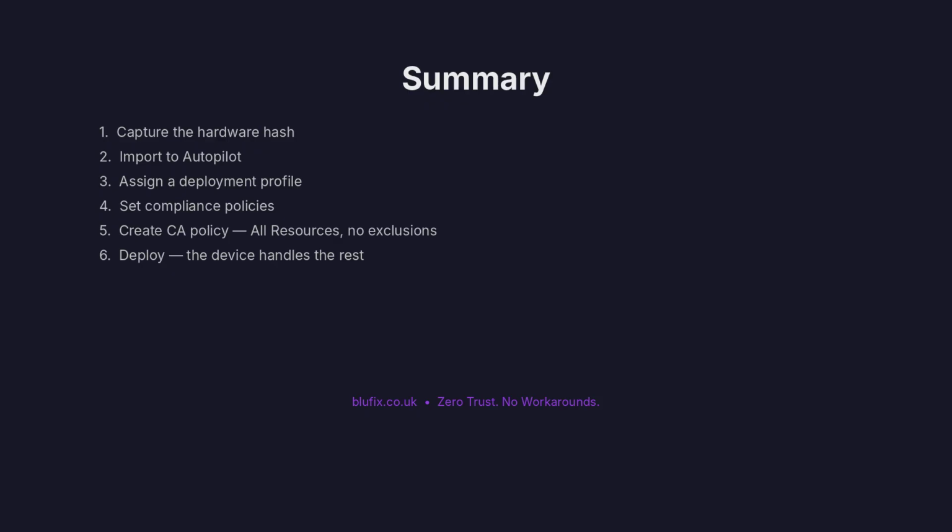Let's recap. Capture the hardware hash. Import it to Autopilot. Assign a deployment profile. Set compliance policies. Create your CA policy targeting all resources with no app exclusions. Deploy, and the device handles the rest. The chicken and egg problem was never really a chicken and egg problem. It was a registration problem.